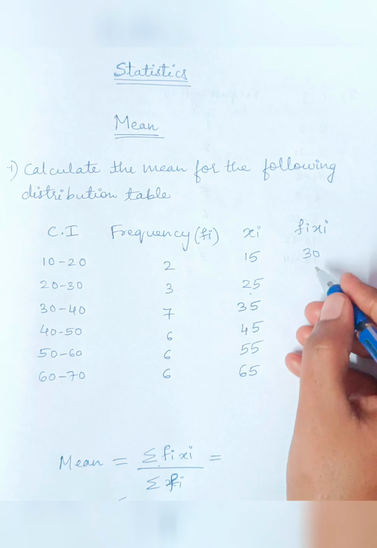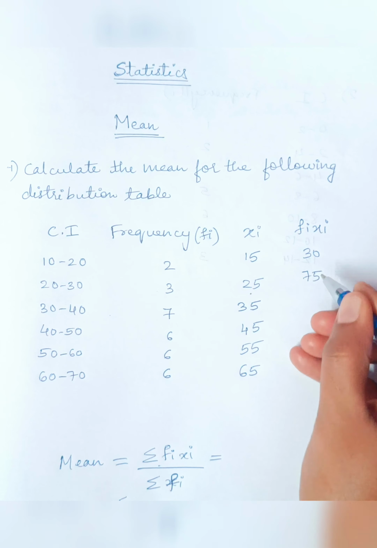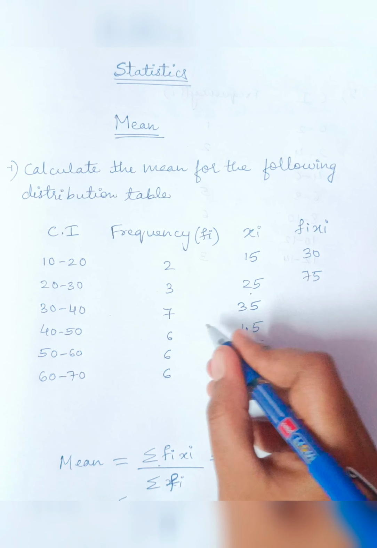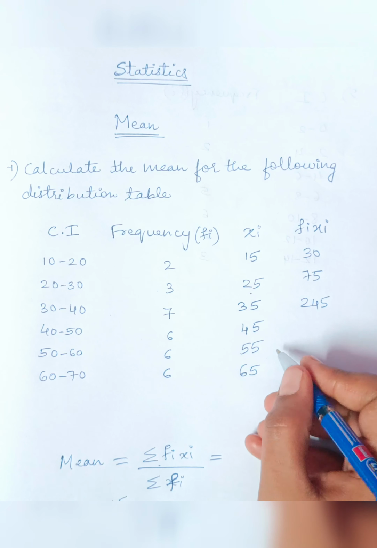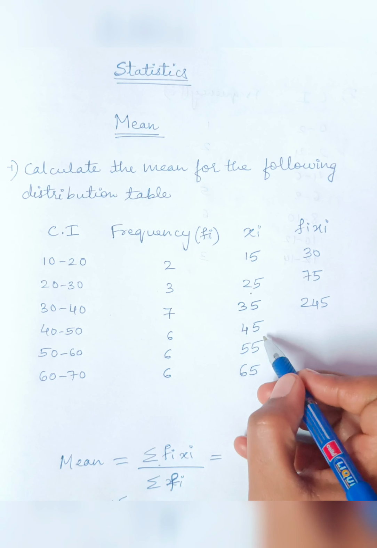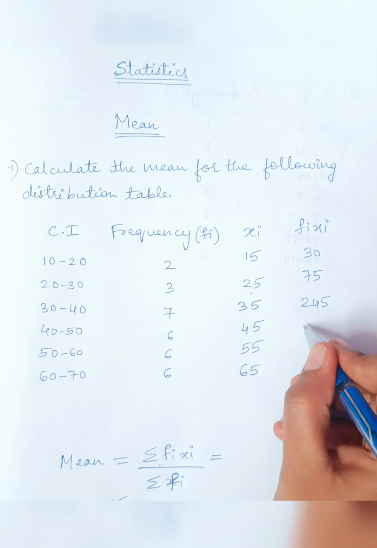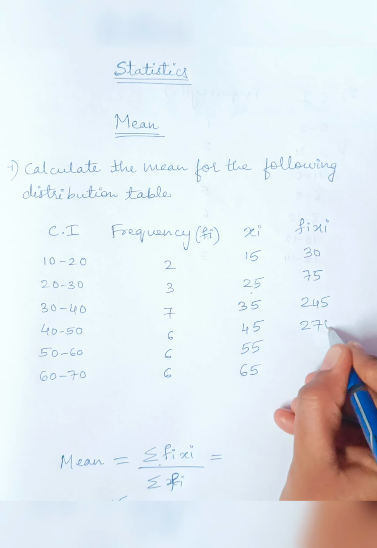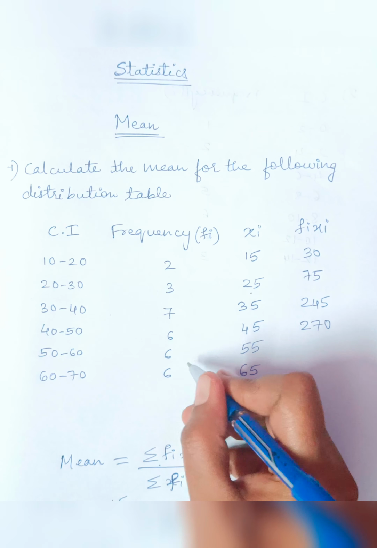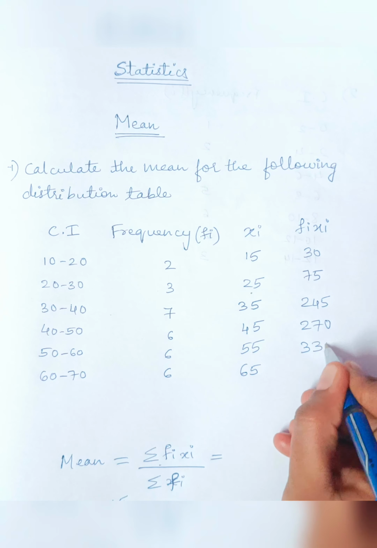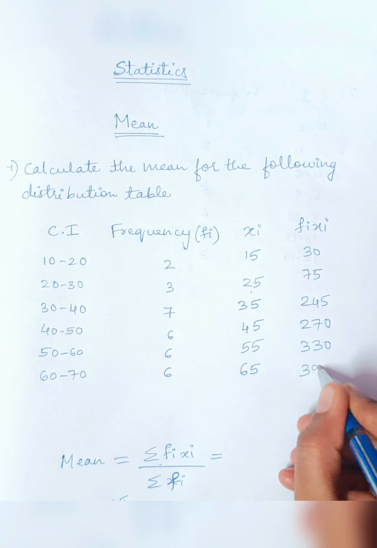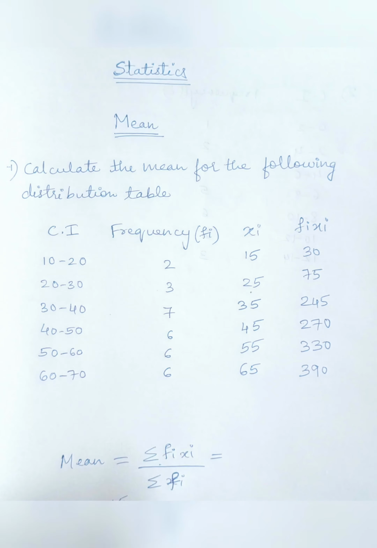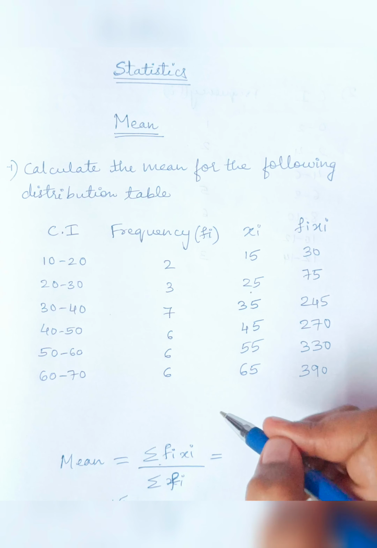Then 25 threes are 75. 35 sevens are 245. 45 sixes are 270. 55 sixes are 330. 65 into 6 is 390. Okay. This is our calculation.